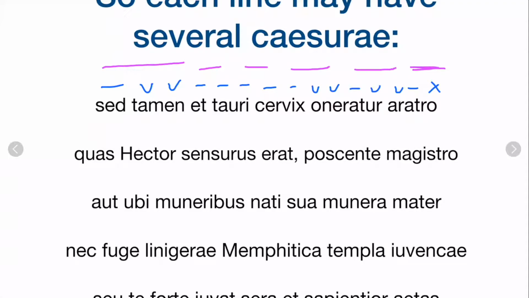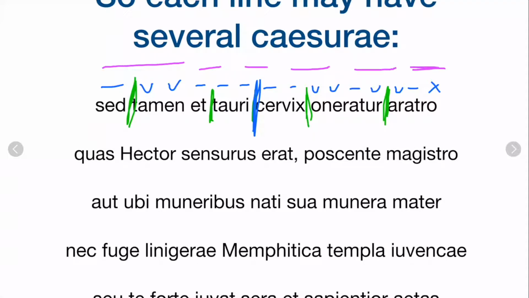So we have a bunch of caesurae, right? So there's one there, and there's one there, and there's one there, and there's one there, and there's one there. But not all caesurae are equally important. Most lines will have one main caesura, and very often that main caesura is going to come after the 5th metrical spot. So remember how we counted 1, 2, 3, 4, 5. So I think we're going to call that the main caesura.